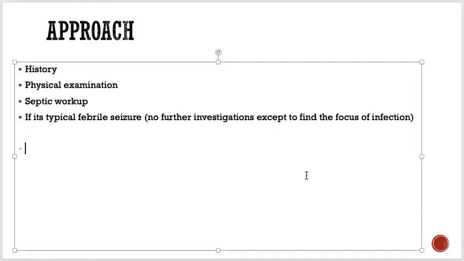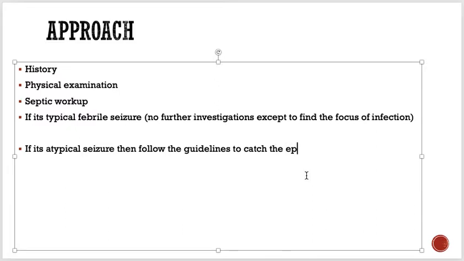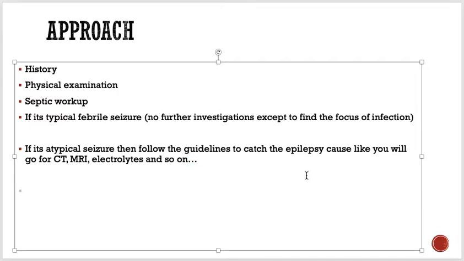But if it's an atypical seizure, then follow the guidelines to catch the epilepsy cause. You will go for CT, MRI, electrolytes, and so on. Then of course you will go for other investigations, right?